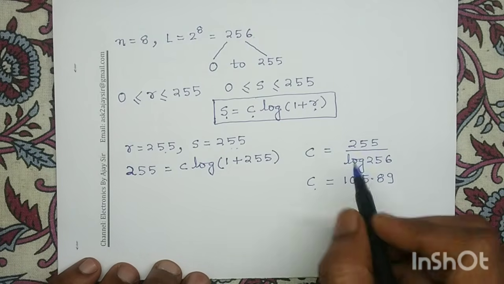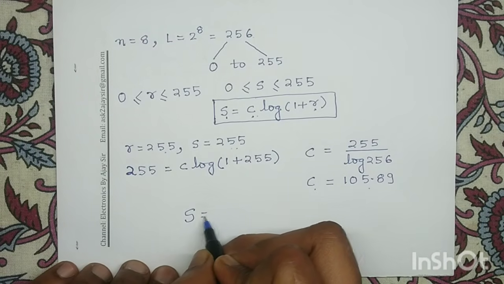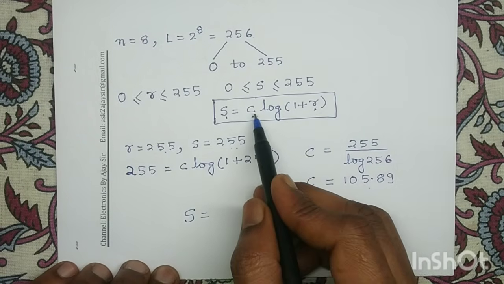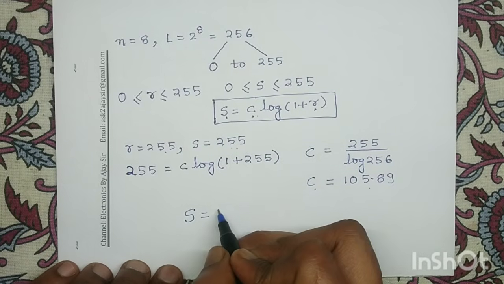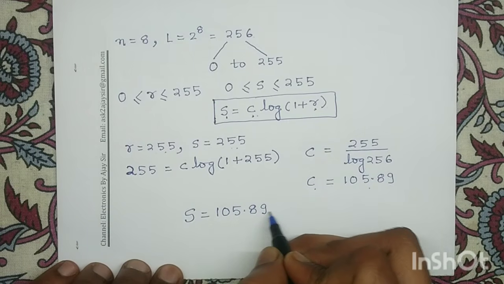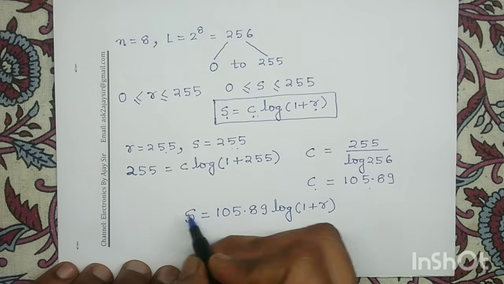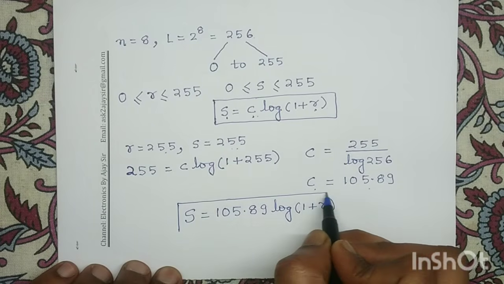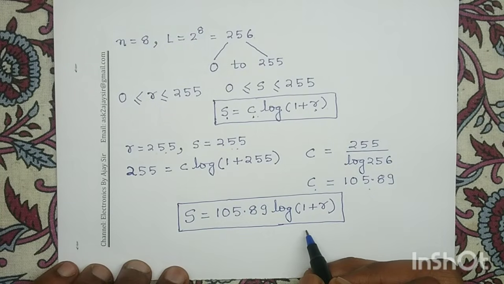Now the value of c, we will substitute in this equation, and we will determine the equation of s. So in this equation of s, if we substitute the value of c, which is equal to 105.89, then the equation of s becomes s equals 105.89 log(1 plus r). Now we will use this equation in order to perform the logarithmic transformation on the given digital input image.